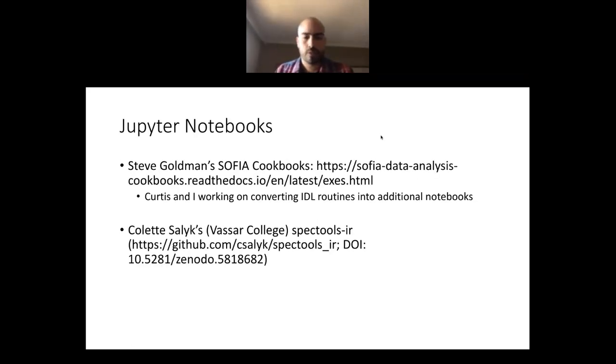And then in terms of Jupyter notebooks, Steve Goldman, who was the old SOFIA observatory scientist, created some great work, sort of things to get you started with some examples. Curtis and I are also, during this closeout, working on converting IDL routines that we've been using into additional notebooks, and I'll highlight some of those.